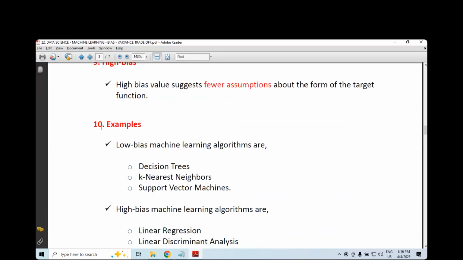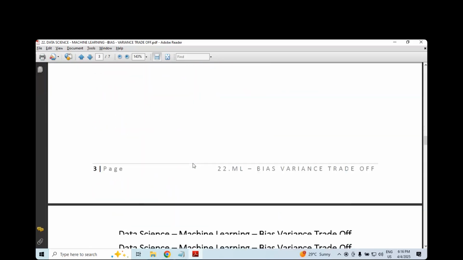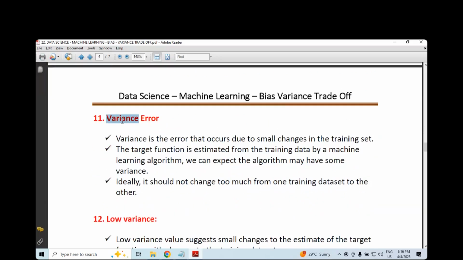During interviews, will anyone ask about this? No, but I will tell you. What do you mean by variance? Simple. Variance is the error that occurs due to a small change in the training data set. You already told, the target function is estimated from the training data set. The machine learning algorithm will try to understand the target function from the training data set.